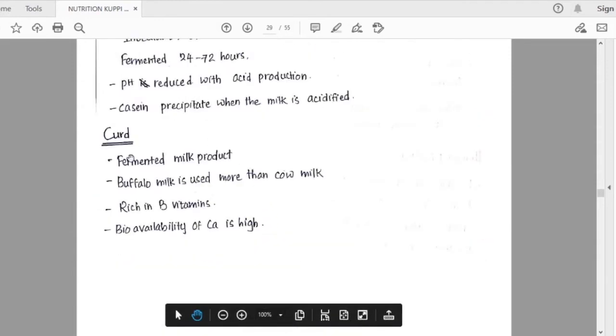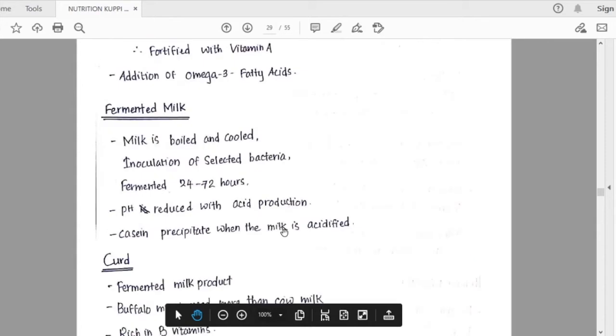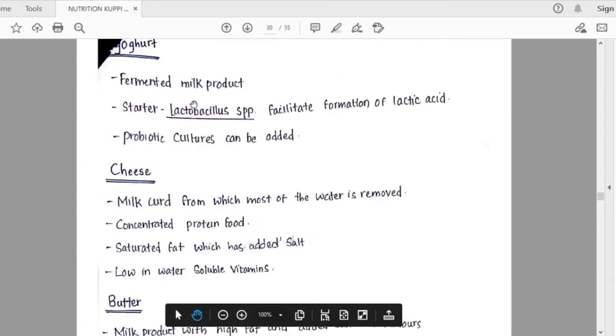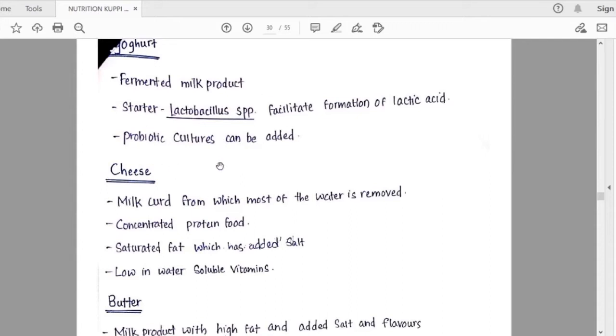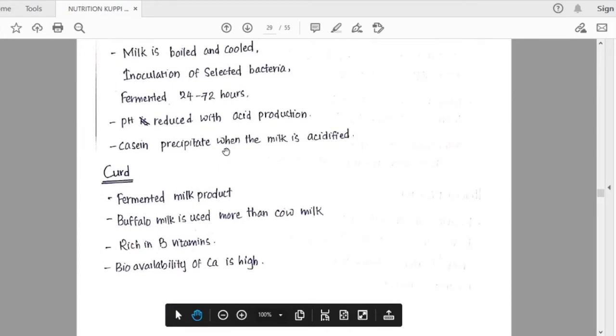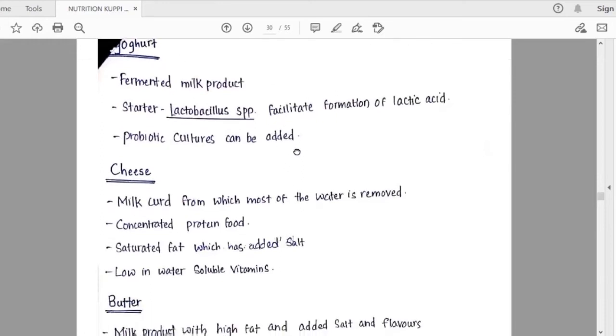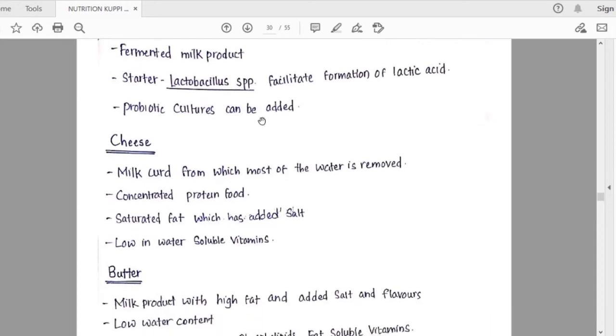Now, curd is a fermented milk product. It is rich in B vitamins and the bioavailability of calcium is very high. Yogurt is a fermented milk product made with lactobacillus species bacteria. They facilitate the formation of lactic acid. The lactic acid reduces the pH, and when the pH is reduced the protein coagulates, or precipitates. Exactly like casein precipitating when milk is acidified, lactobacillus species produce lactic acid, the pH drops, and the casein precipitates. Probiotic cultures can be added.